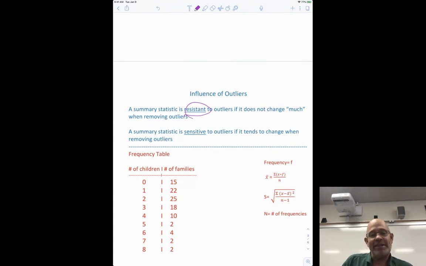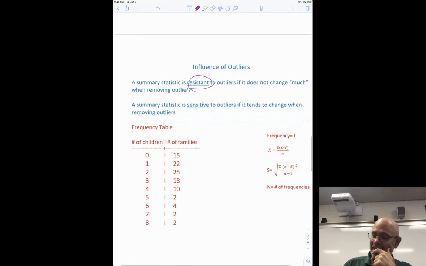So we have all these things like standard deviation, range, interquartile range. The interquartile range won't change at all if you take out the outliers, so that would be resistant. And sensitive is if it does change.